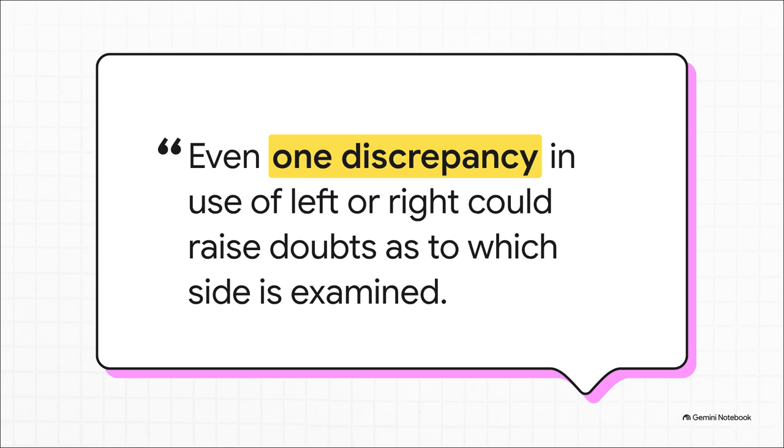As the source text warns us, even a single discrepancy between the subjective history and the objective physical exam regarding left versus right can instantly destroy a provider's credibility. If litigation happens, malpractice lawyers will eagerly search for these exact discrepancies to raise doubts. Consistent laterality isn't just an ICD-10 billing requirement, it is a critical legal shield.